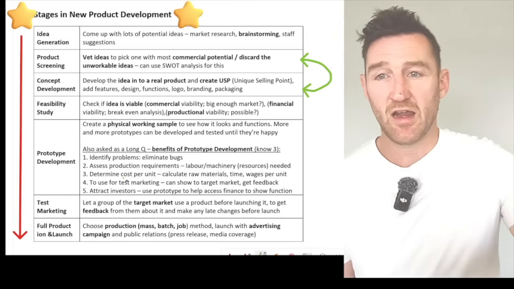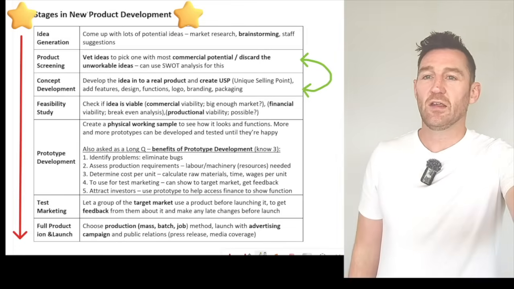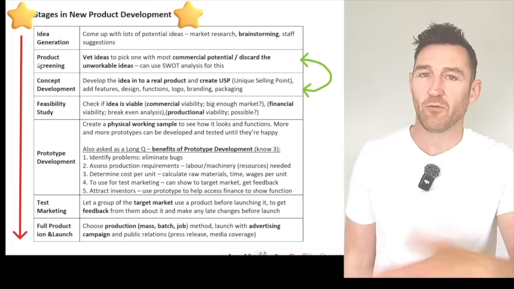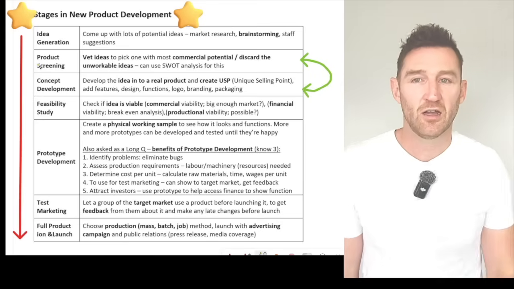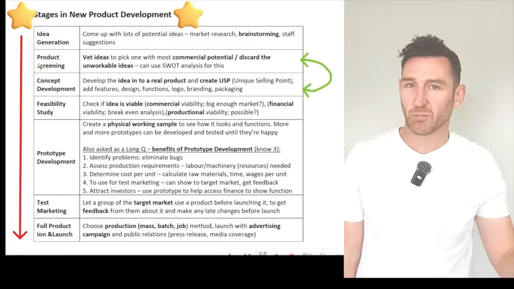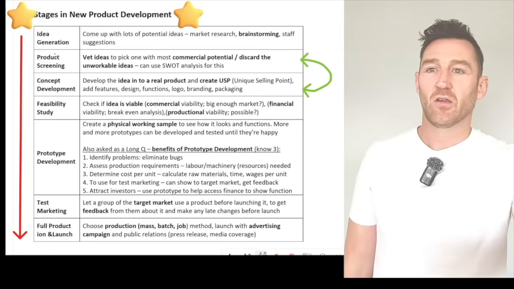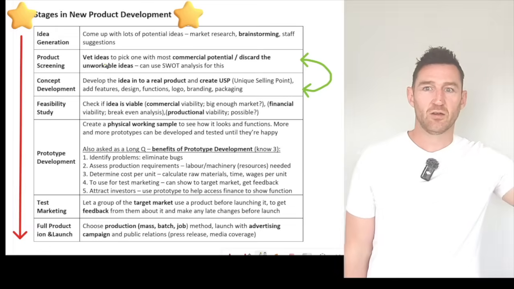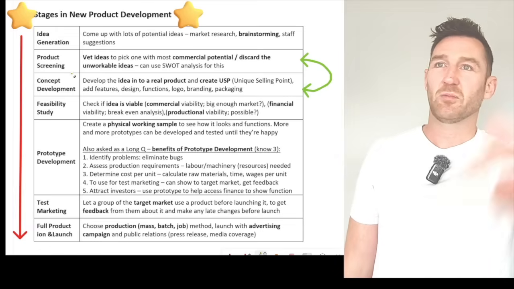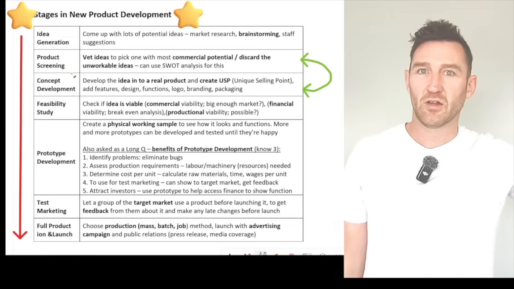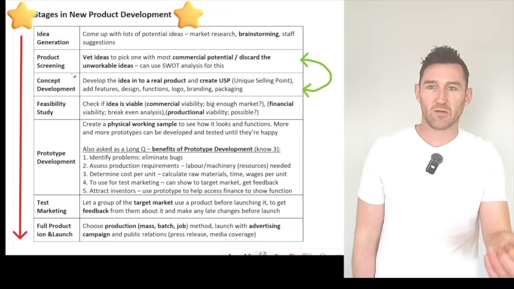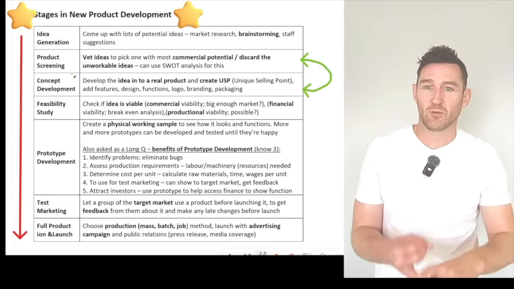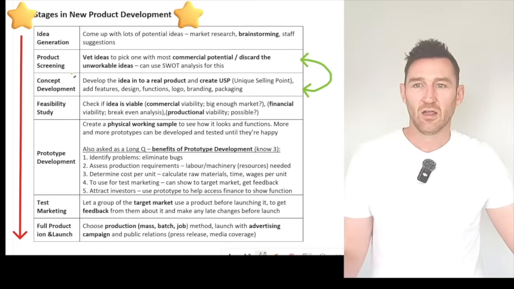When you get down here, a good general tip to help you avoid the trap of waffling about each stage is to state what the purpose of the stage is. So with product screening, the purpose is to identify those with commercial potential. With concept development, it's to develop the idea into something real with a USP. With feasibility study, the purpose is to see if it's financially, commercially, environmentally feasible.